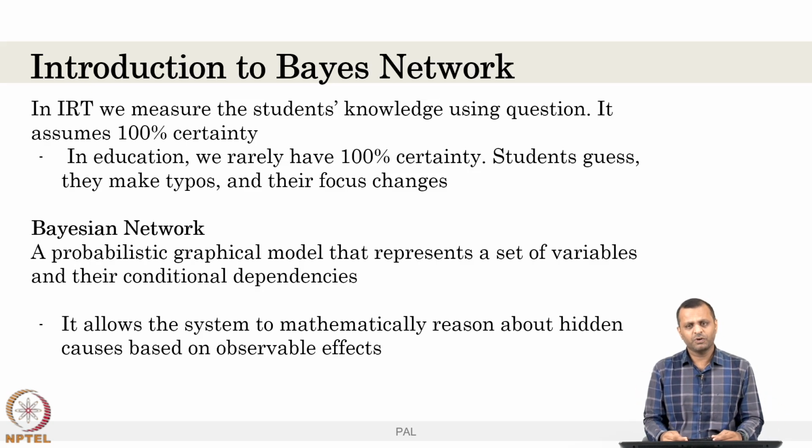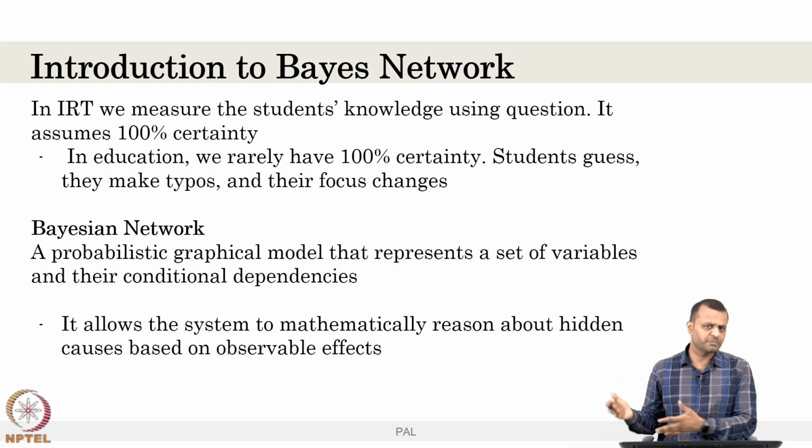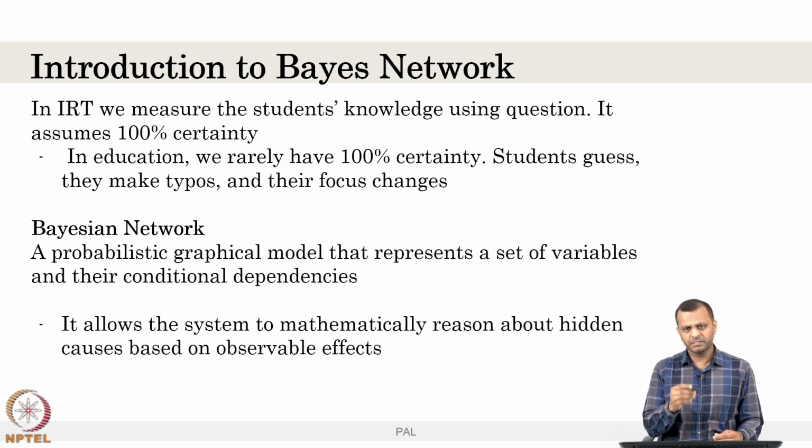But in education it is not the case. In education we rarely have 100% certainty. Students might guess, they have typos, they change focus in the middle of learning, a new motivation comes up, a new interest, a new topic comes up. A lot of things happen in education. So it's not certain that if a student answers the question, he is always correct. There are other chances of the student answering correctly by guessing, and other chances of the student missing. Those things are missed in item response theory, but we can consider them in Bayesian knowledge tracing.